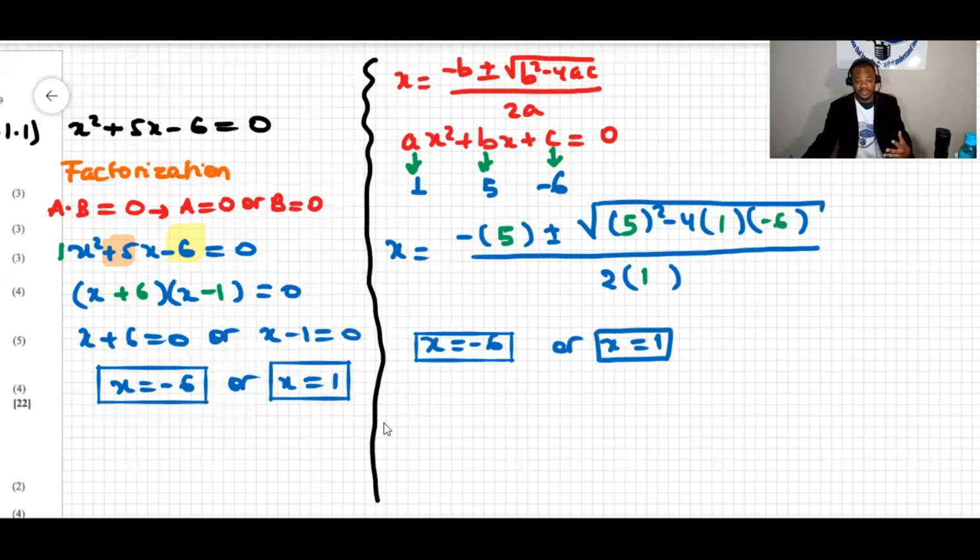We can also solve the same problem by using completing the square, but I want to use completing the square in question 1.1.2, so I will do that there. Thank you.